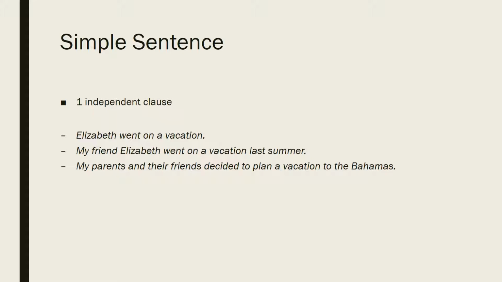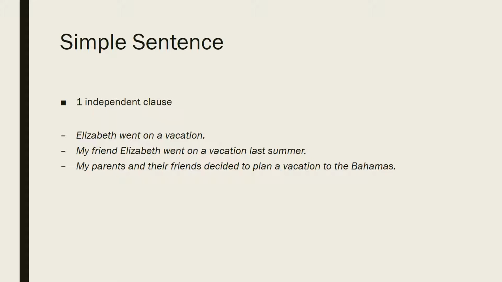And then the third example, my parents and their friends decided to plan a vacation to the Bahamas. Again, this is a kind of a long sentence. It's a good sentence, but it's still a simple sentence. The subject is my parents and their friends. It's one unit. It's a compound subject, but it's still one unit, therefore one subject. And the verb is decided to plan.